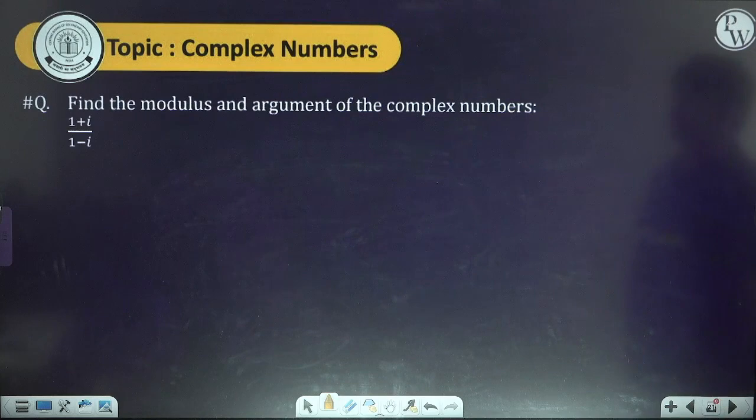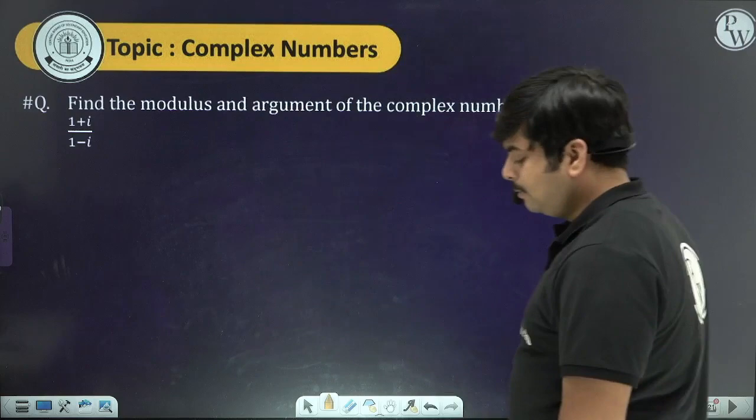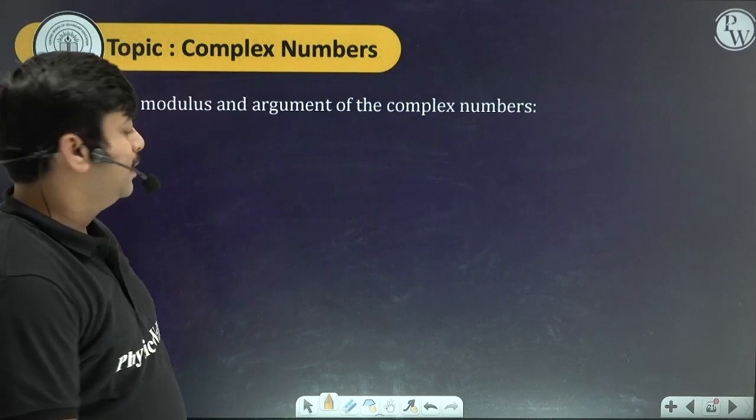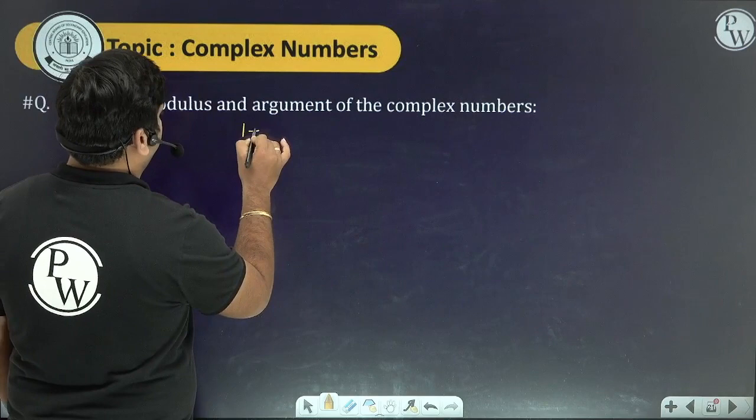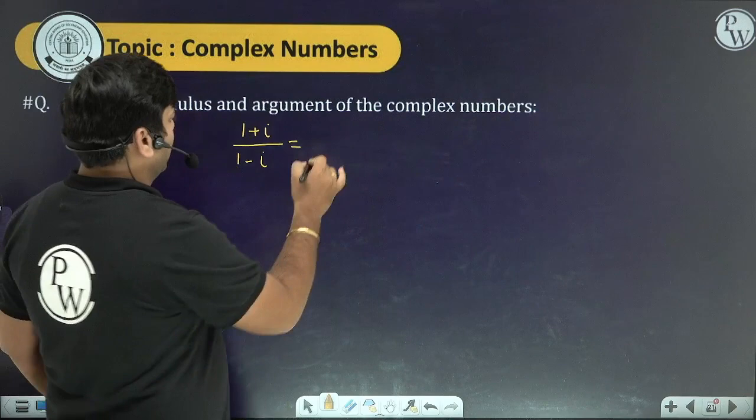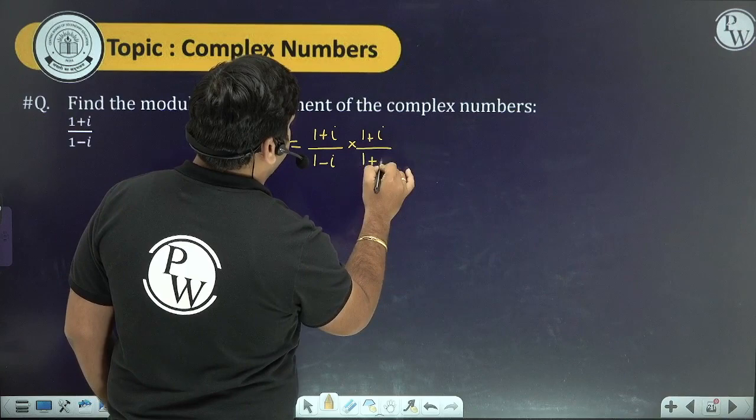Find the modulus and argument of the complex number 1 plus i by 1 minus i. Again, the same thing, modulus and argument. But here we are having two different things, right? 1 plus i by 1 minus i, people. So first of all, we'll try to reduce that and convert that into standard format, into 1 minus i, into 1 plus i by 1 plus i. So numerator is 1 plus i whole square.